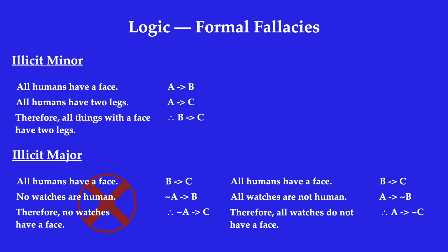Okay, we have all humans have a face. All watches are not human. Therefore, all watches do not have a face. Then we can see the logic fails. A does imply not B, but not B does not imply not C. It turns into another negative backwards thinking fallacy.